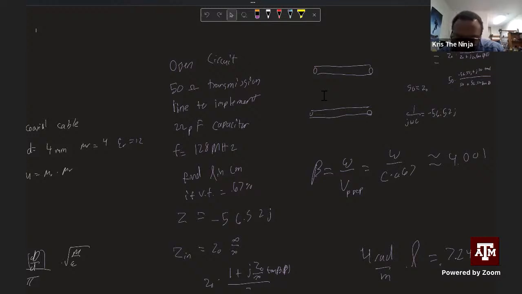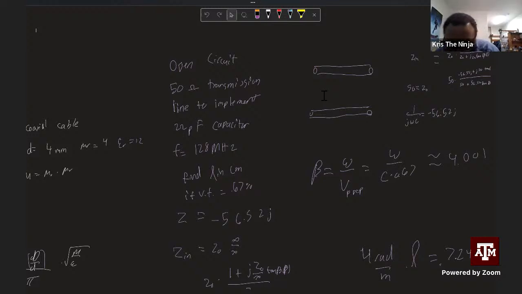Oh, you're right. It would be 50, because that's the only way you could do it algebraically. Because 50 divided by 50 would be 1, and then you multiply that by the other values. That's the only way you'd be able to get it to work. So you have basically 50 equals ZL plus j Z naught tan beta L over Z naught plus j Z2 tan beta L.